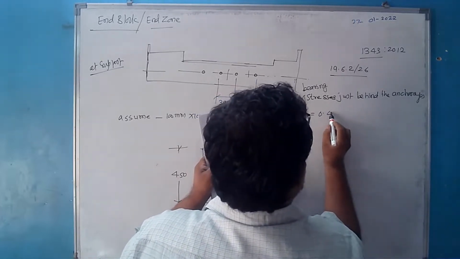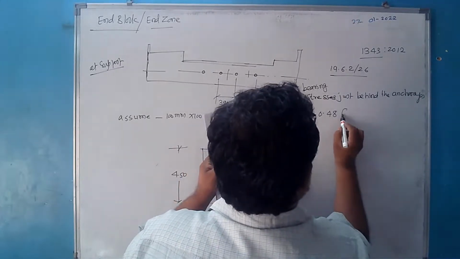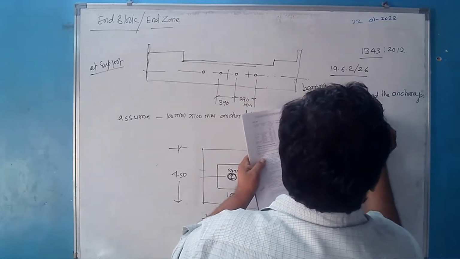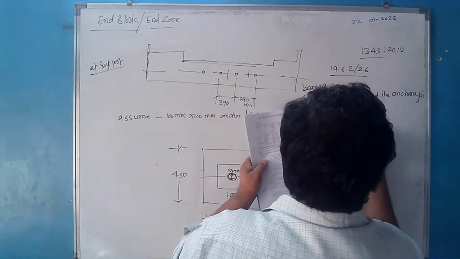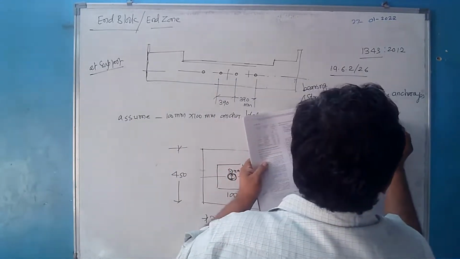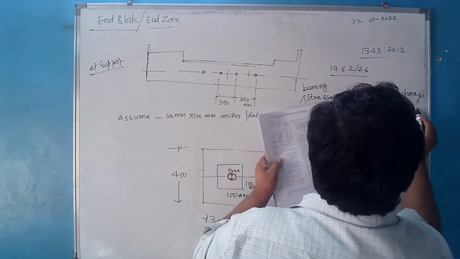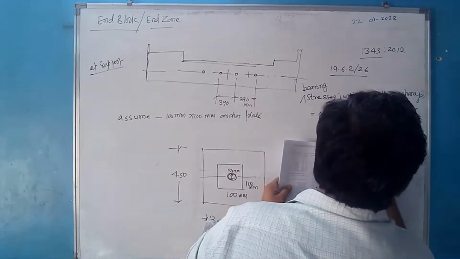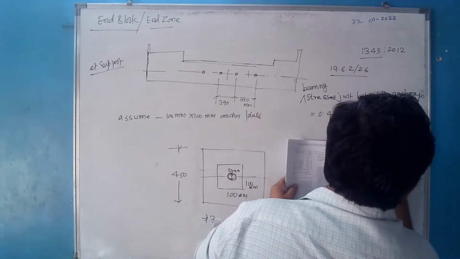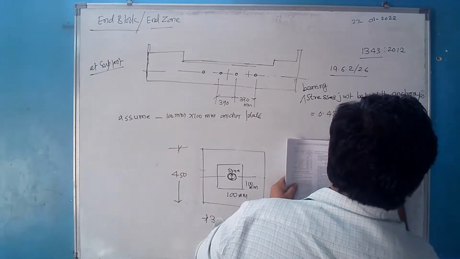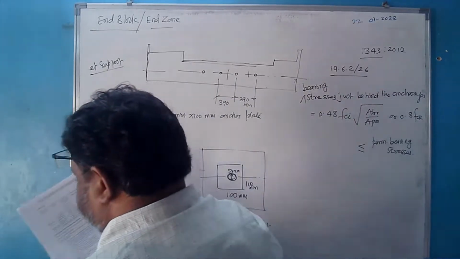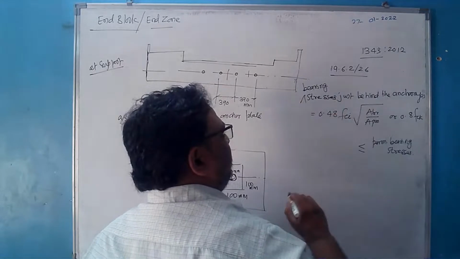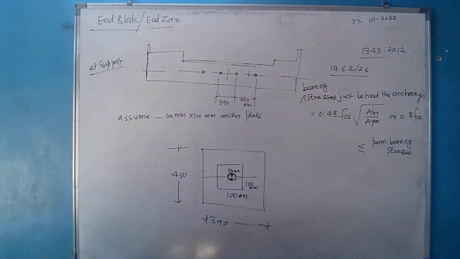Bearing stress is equal to 0.48 FCI under root of ABR divided by A punch, or 0.8 FCK. It must be less than or equal to the permissible bearing stresses. Okay, fine. What is this clause about? This is 19.6.2.1 on page number 26 of IS 1343 2012.